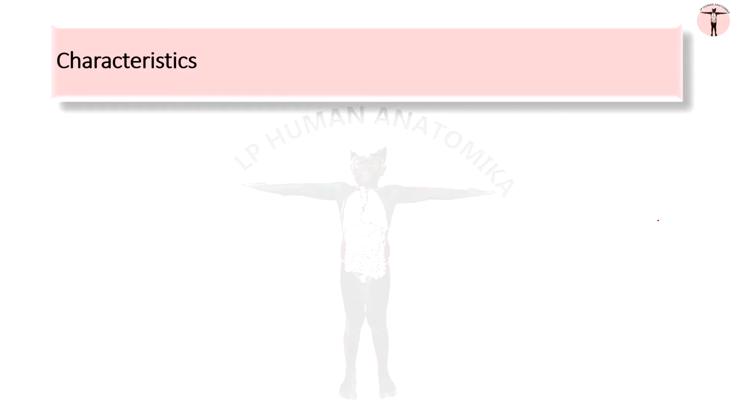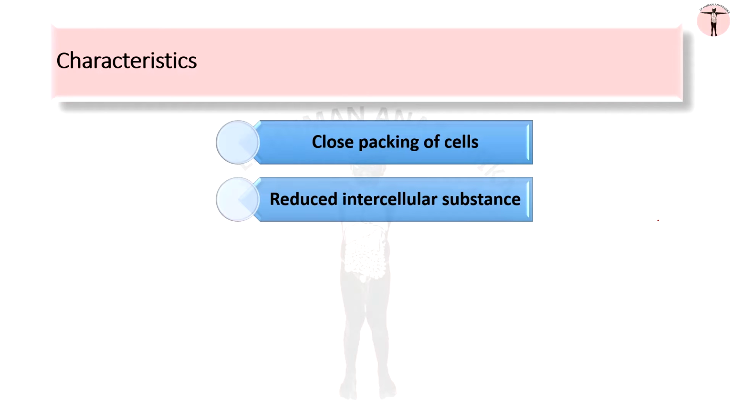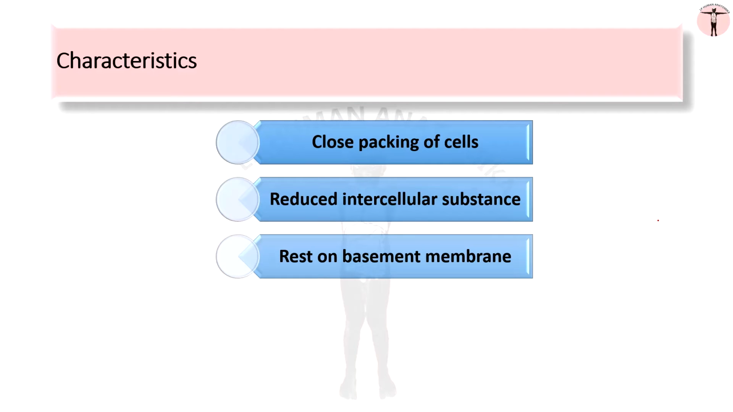The characteristic features of epithelium are: the constituent cells are closely packed together, the intercellular substance between the cells is reduced to minimum, and the cells rest on the basement membrane which is made mostly of amorphous substance. Epithelial tissue does not have blood supply, hence called avascular, and the nutrition is derived from diffusion from the capillaries supplying the nearest surrounding tissues.